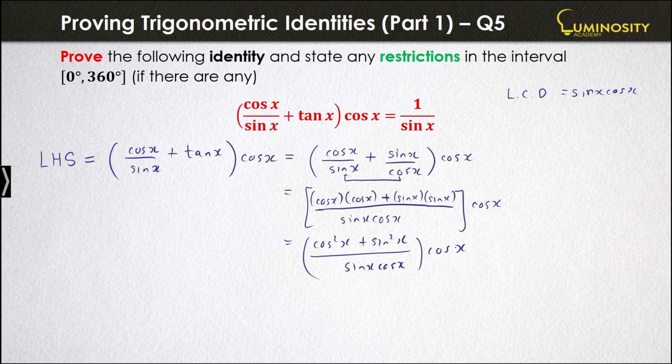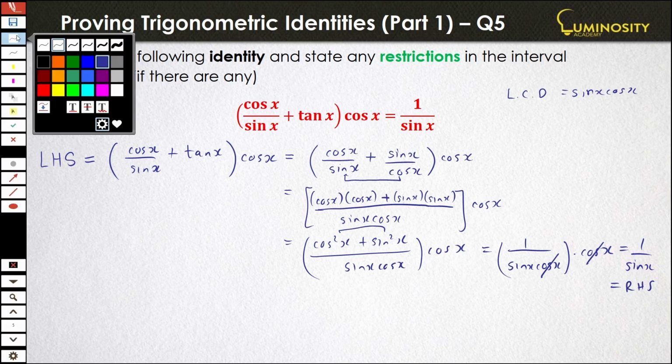And then I can see from here that I have cos squared x plus sin squared x. That is the famous trigonometric identity, sin squared x plus cos squared x equals 1. So I have 1 over sin x cos x times cos x. So this cos x will divide into that cos x, and I'm left with 1 over sin x. And that is the right-hand side. Okay, so we've shown successfully that the left-hand side is equal to the right-hand side algebraically.